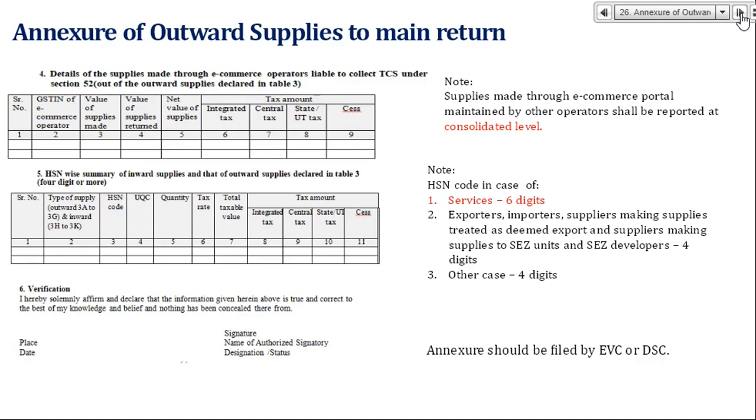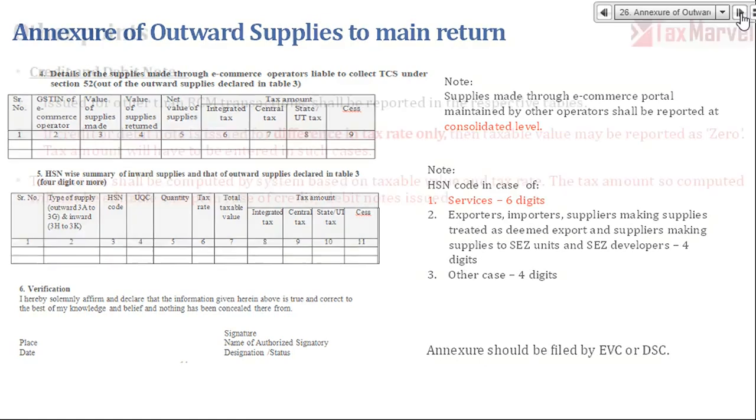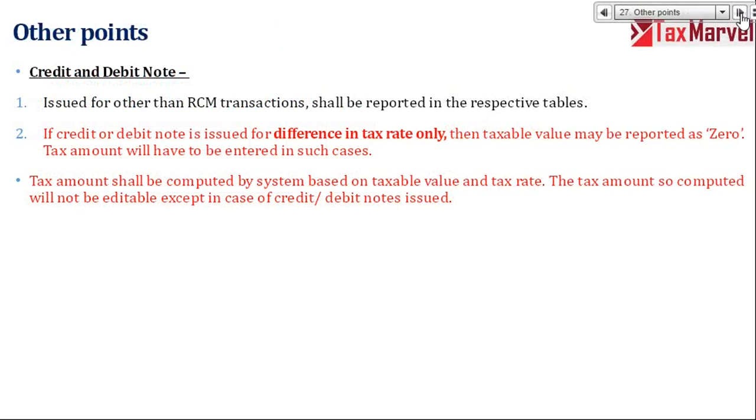For exporter and importer, going further it will be 4-digit, but as of now we don't have a word on this. So we'll presume it is 4. Otherwise, as of now 8-digit reporting is required for export and import both, right? So this is your annexure of your outward supply, ANX 1, right?